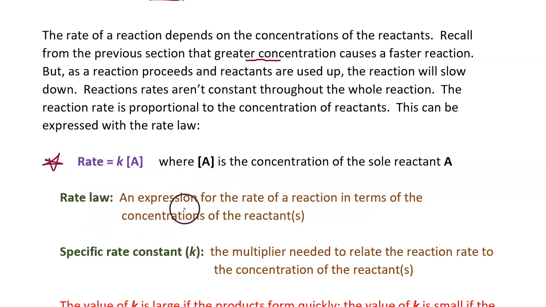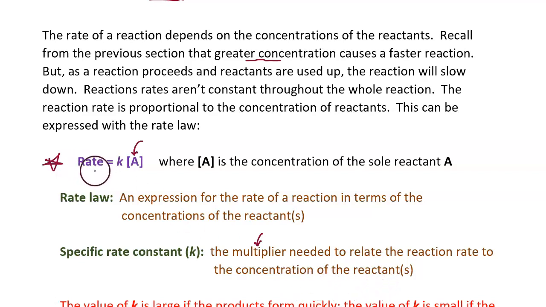A rate law is an expression that gives the rate of the reaction in terms of the concentration of the reactants. So for instance, this rate law in purple is indicating how fast a reaction is occurring based upon the concentration of reactant A, whatever that is. The letter K is the specific rate constant. It is a number. It is the multiplier needed to relate the reaction rate to the concentration of the reactants.